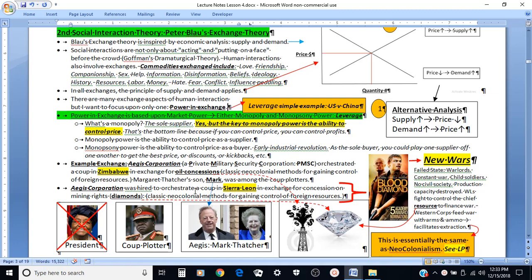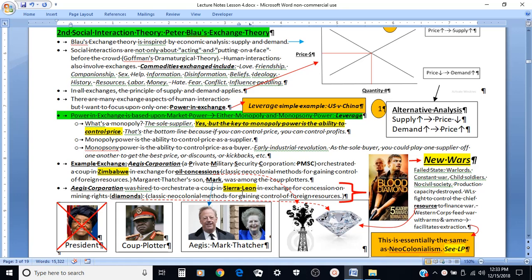Another example by the same corporation was when Aegis Corporation was hired to orchestrate a coup in Sierra Leone in exchange, in this case, for mining rights. And in Sierra Leone, there's plenty of diamonds. All right, again, classic neo-colonial methods for gaining control of foreign resources. All right, we talked about neo-colonial methods in the last lesson.